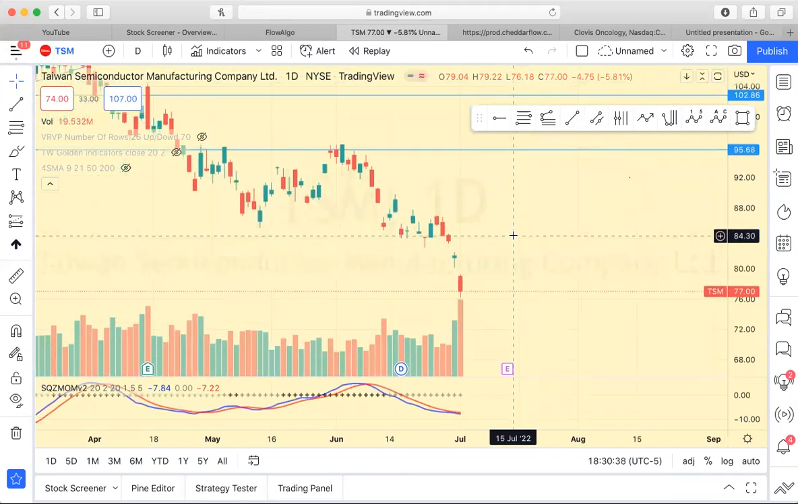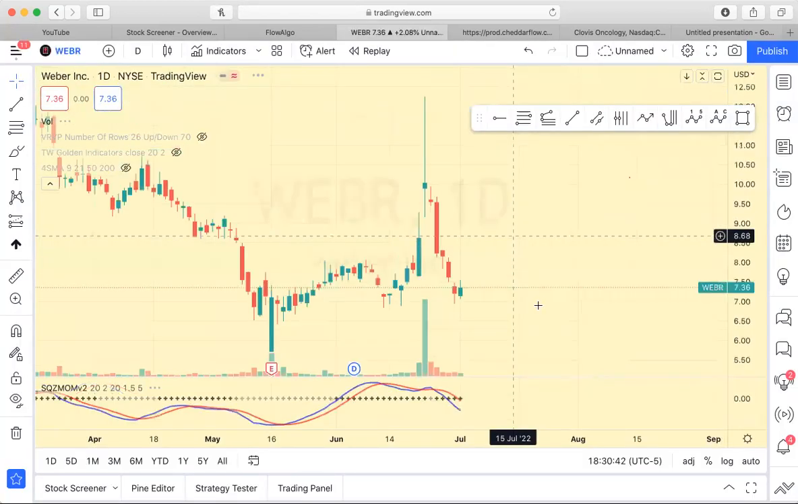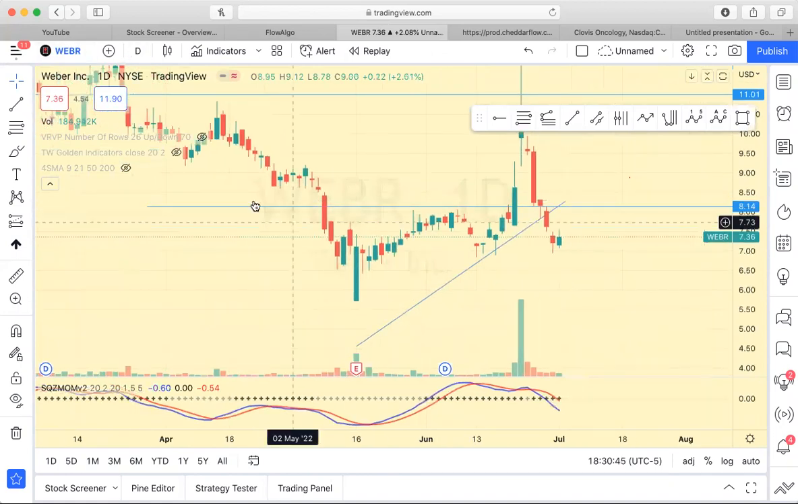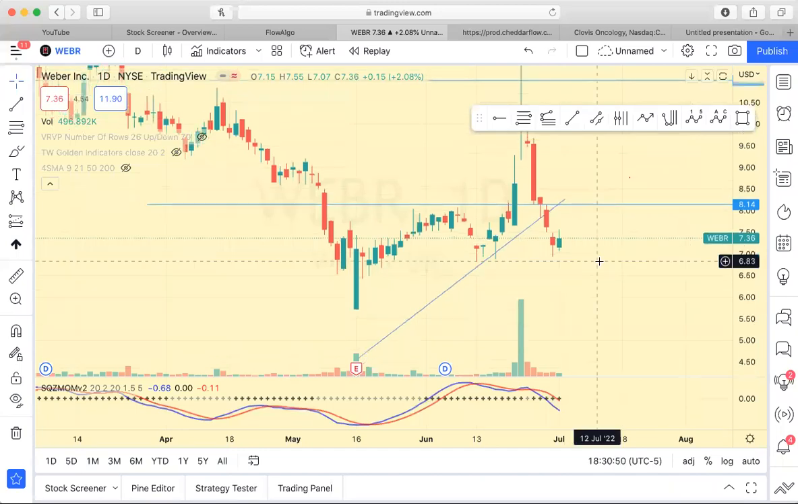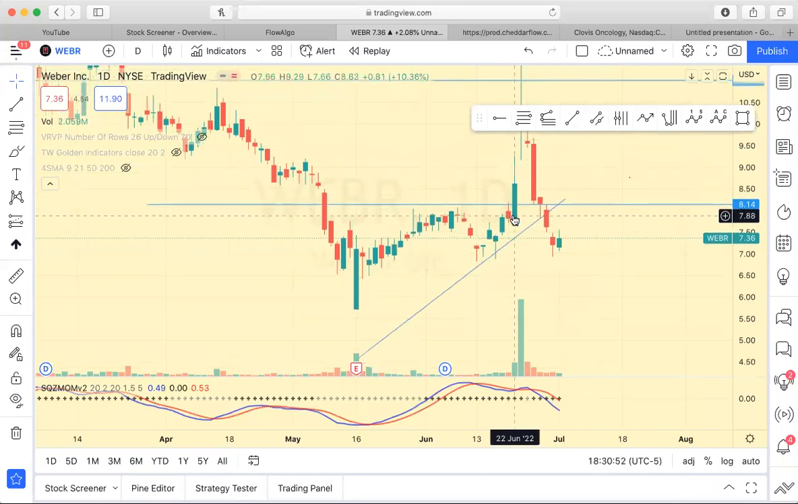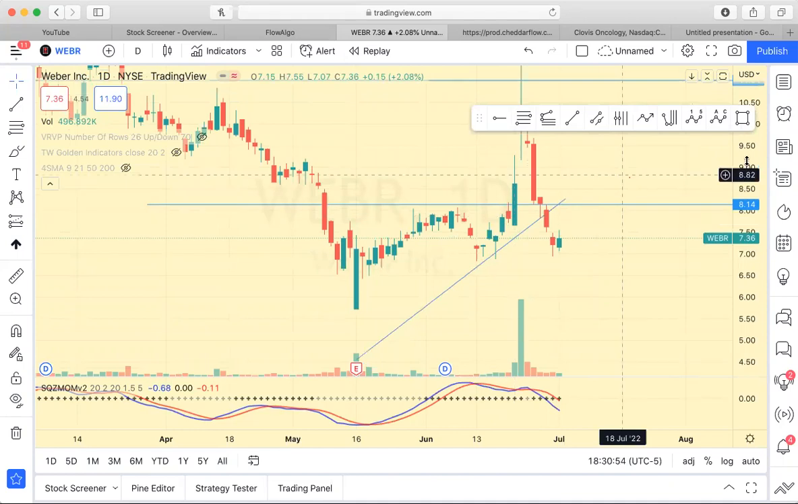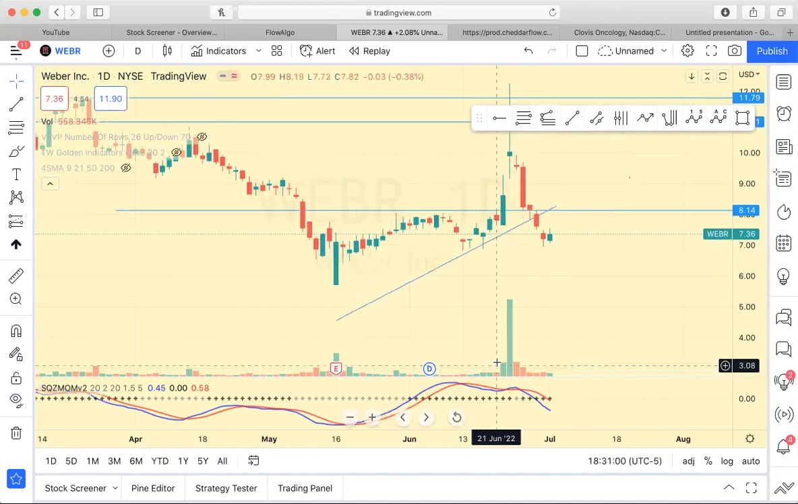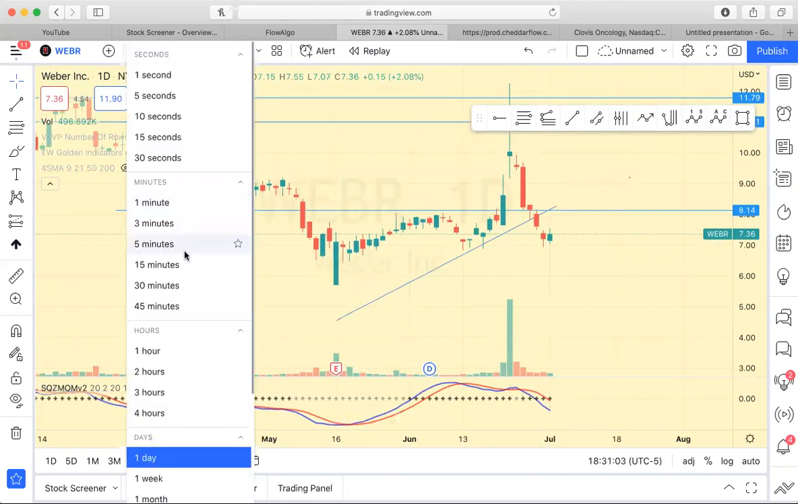Now somebody asked how I enter, right? Let me show you. One of the trades we took last week was Weber. Basically what I'm doing is, number one, I'm waiting for volume, right? The day before Weber exploded, it had increased volume, and it was moving up pretty fast on increased volume.